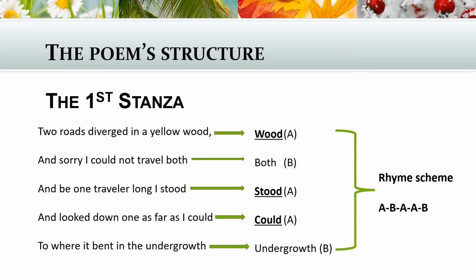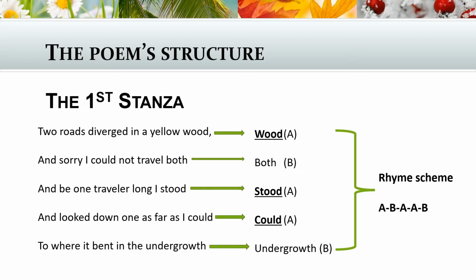Pay attention to the last word on each line: would, both, stood, could, undergrowth. The first line is the word would. We're labeling the sound would as an A. The second line is the word both. It has a different sound from the first line, and we're labeling the sound both as B.